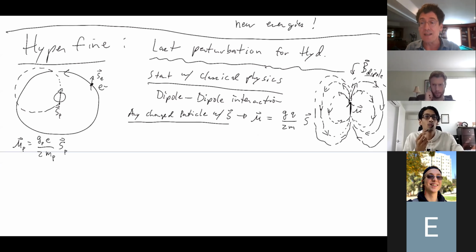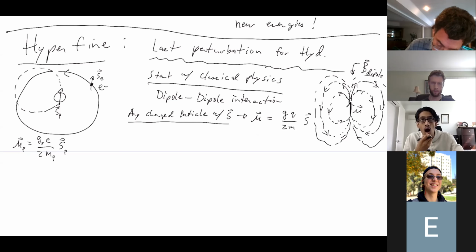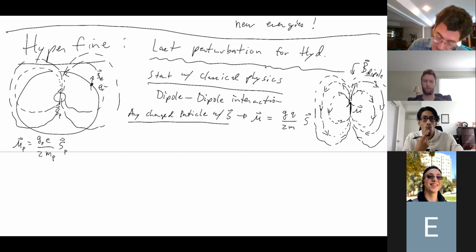And this really comes from the Dirac equation, this rule. I did not really derive this rule, but it comes from the Dirac equation. So that's the magnetic dipole of the proton. And so that means that it has this magnetic field that sprays out. And then the electron is in that magnetic field, and so the electron feels that magnetic field.